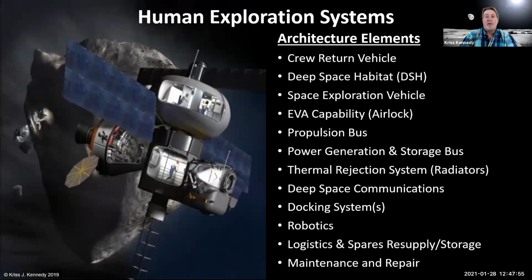Of course, the concept of operations would include architectural elements, depending on your mission and what the objectives of the mission are. But typical architectural elements include crew return vehicles, deep space habitats, space exploration vehicles, surface vehicles, EVA capabilities, propulsion systems, power and generation systems, thermal rejection, deep space communications, docking, robotics, logistics and spares, maintenance and repair. All of those items would be talked about in this concept of operations: how they're being used, what the crew are doing, what the robots are doing, walking you through this scenario in a written format.